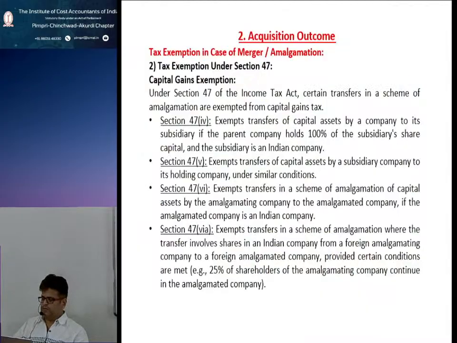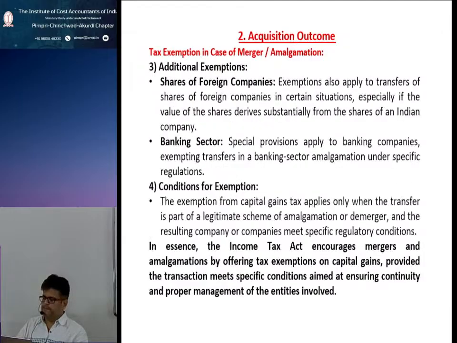Yeah, section 47 subsection 6A exempts transfers in a scheme of amalgamation where the transfer involves shares in an Indian company from a foreign amalgamating company to a foreign amalgamated company, provided certain conditions are met. Example, 25% of the shareholders of the amalgamating company continue in the amalgamated company. There are additional exemptions given to shares of foreign companies.